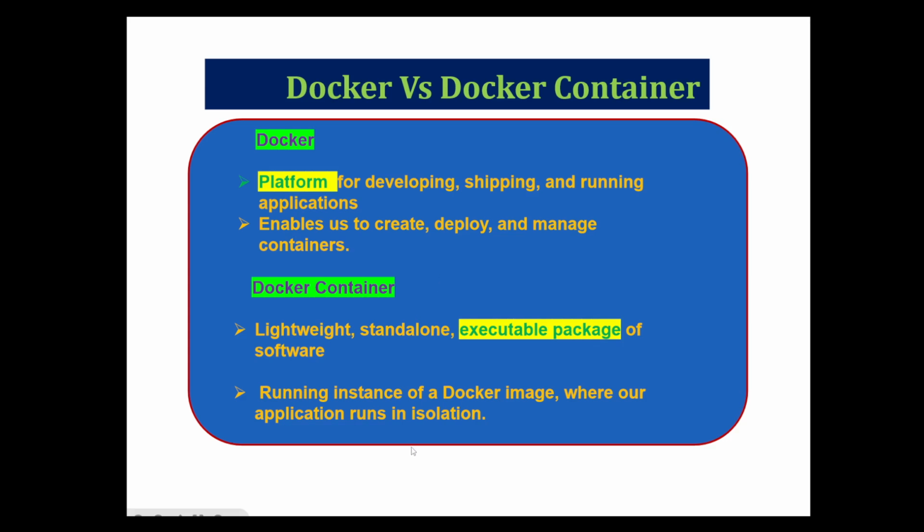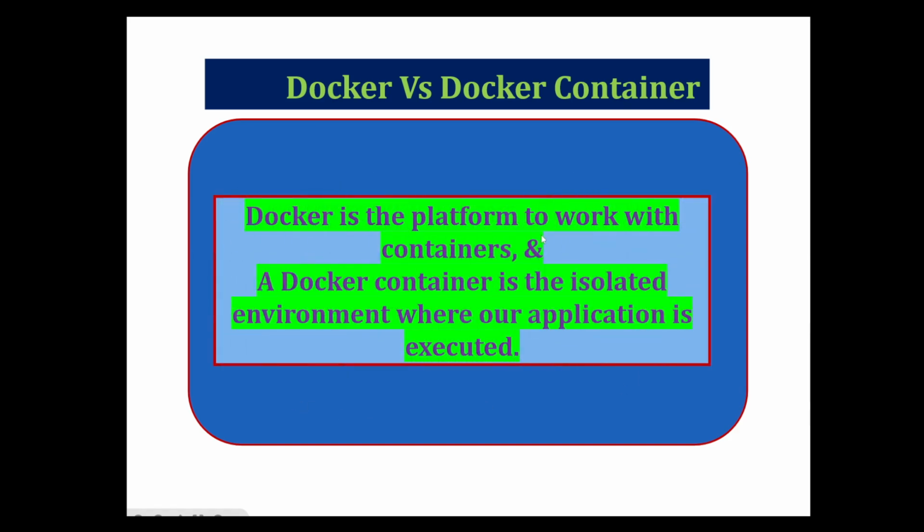In short, Docker is a platform for building and packaging our application with all its dependencies and what it needs to run, whereas the Docker container is a running instance, or we can say an executable package. It's a running instance that has everything it needs to run.